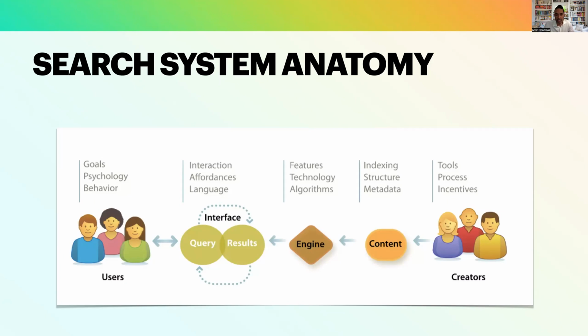Then there's the search engine. It has different features. There's an algorithm. There's a technology behind it. And then content. What content is being indexed, structured? What is the metadata that goes with that content? And then the creators, people who create this content: what are the tools, processes, and incentives for them to create that content and add the metadata so that it goes into the search engine with the algorithm, displayed through the interface to the users who think in a specific way and act in a specific way. So those are 5 different aspects of search that we need to keep in mind when we're designing a search system.